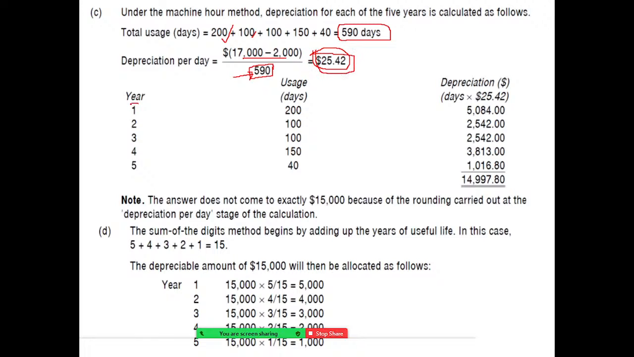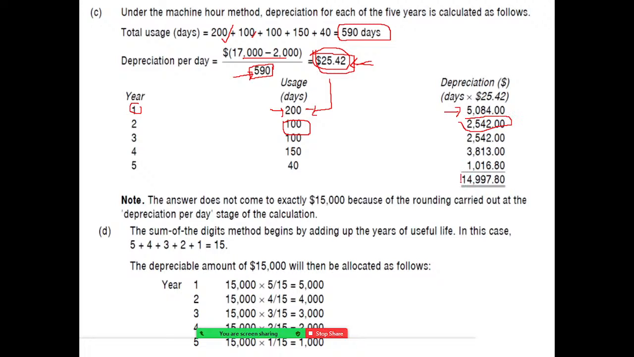In the first year it will be used for 200 days. We know the per day cost, and it will be used for 200 days, so we multiply this value here and we will get this value. Likewise for the 100 days, the per day cost is this, then we can take this value, right?